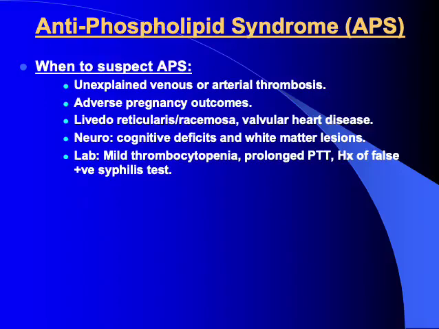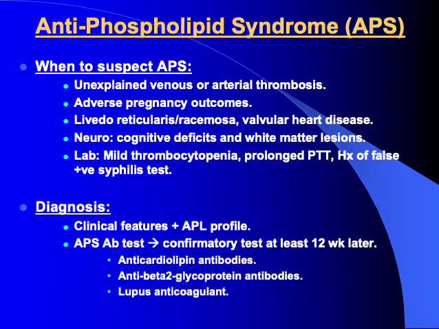Prolonged PTT is also a lab finding. History of false positive syphilis test. Those are the things that make you suspect antiphospholipid syndrome. Diagnosis, the clinical picture, of course, and antiphospholipid profile, antiphospholipid antibody test, which is anticardiolipin antibodies, anti-beta-2 glycoprotein antibodies, lupus anticoagulant.